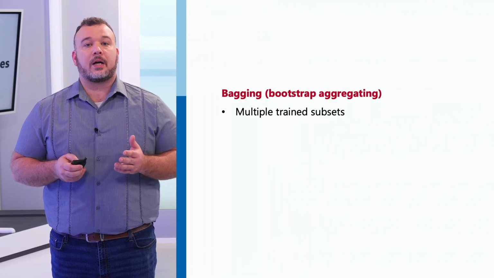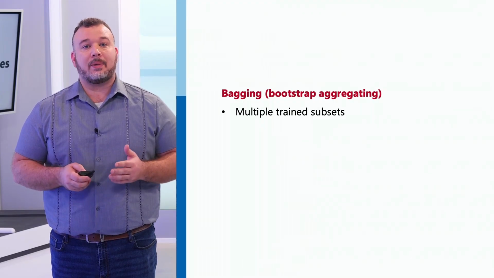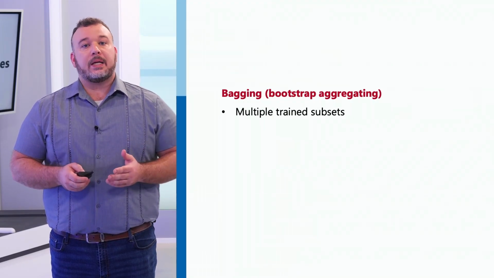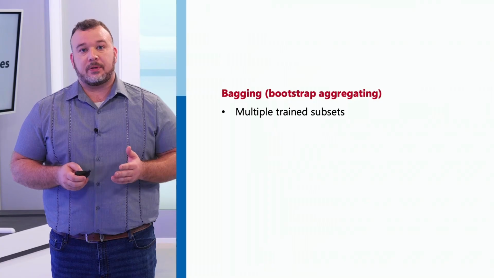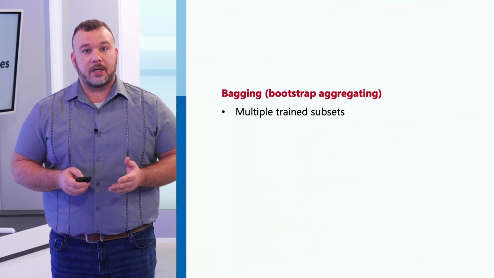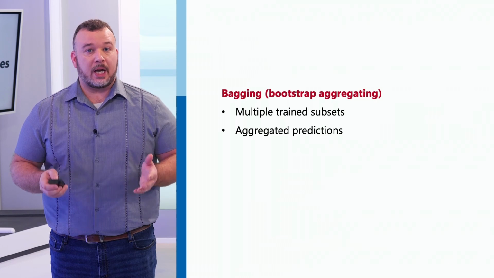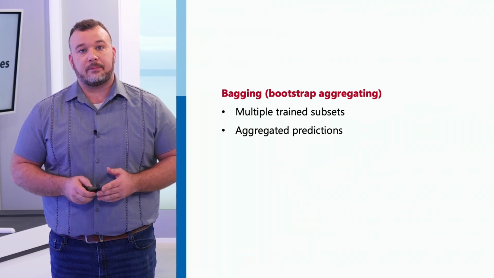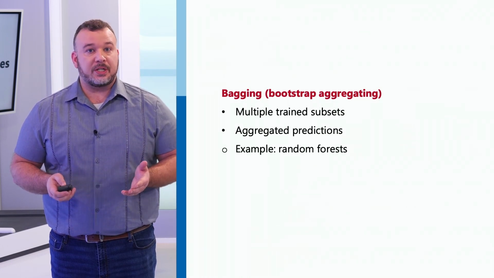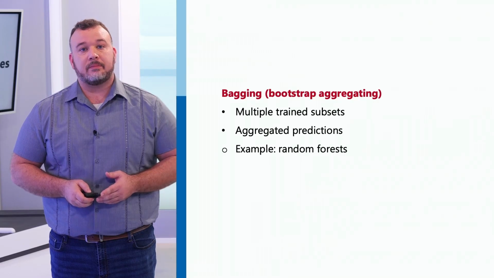First up, let's talk about bagging, or bootstrap aggregating. Bagging trains multiple models on different subsets of the data, generated through bootstrapping, and combines their predictions, often using averages or majority voting. Random forest is a classic example of bagging.